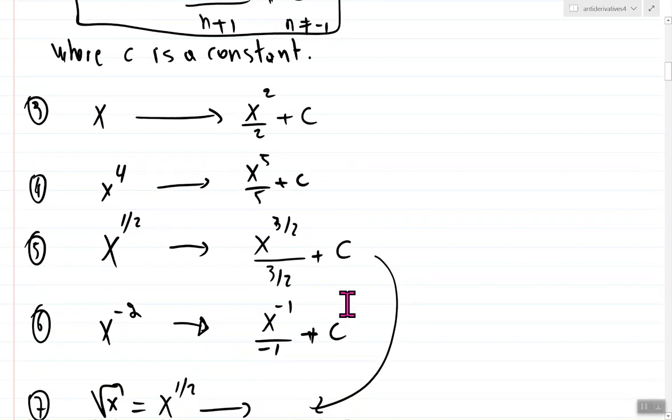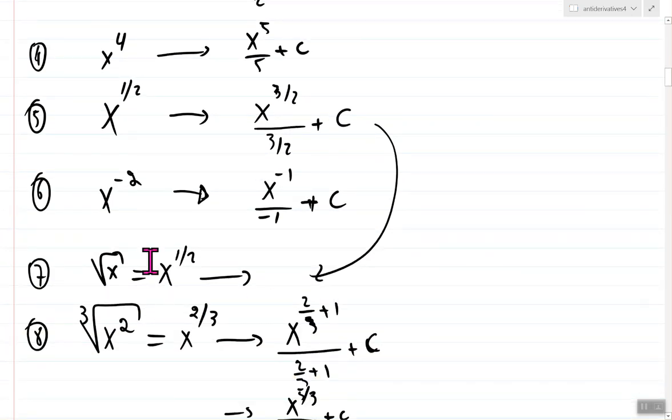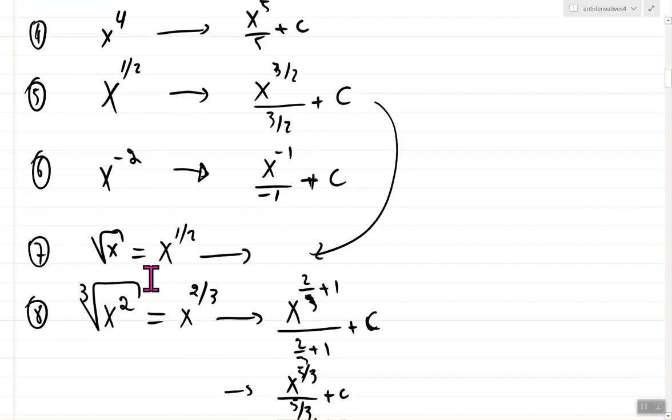The most general form of the antiderivative of x raised to 1 over 2 is going to be x raised to 1 over 2 plus 1, which gives 3 halves, divided by 3 halves and then plus c. We can also take the antiderivative of x raised to negative 2, which is x raised to negative 2 plus 1, which gives you negative 1, divided by negative 1, plus c.